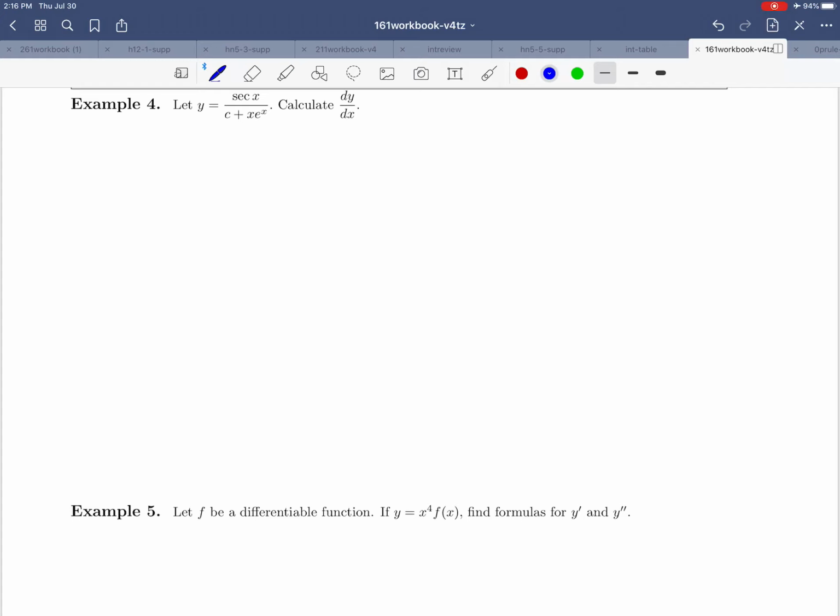Hello everybody, and welcome to example 4 on page 45. This problem would like us to take the function y equals secant of x over c plus xe to the x and to calculate the derivative dy dx.